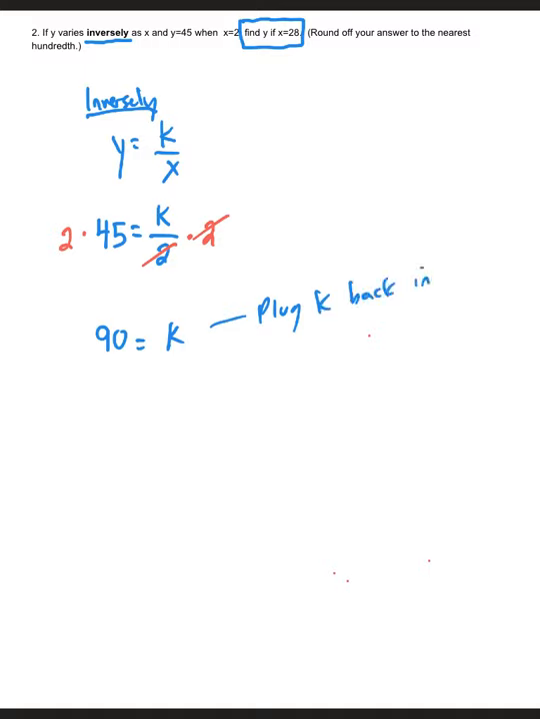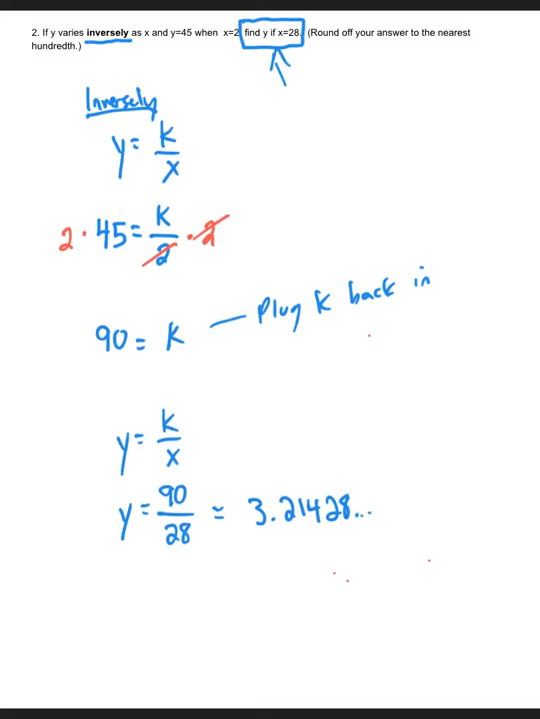So our original formula was y equals k over x. We don't know what y is because up here we're looking to find y if x equals 28. K we know now is 90. X is 28. And that comes out to 3.21428, and it goes on.